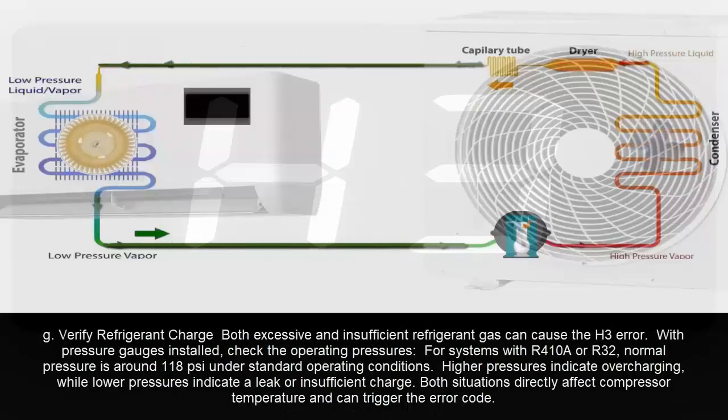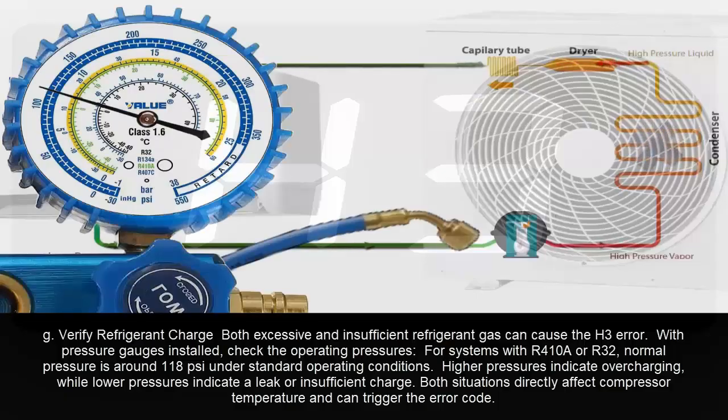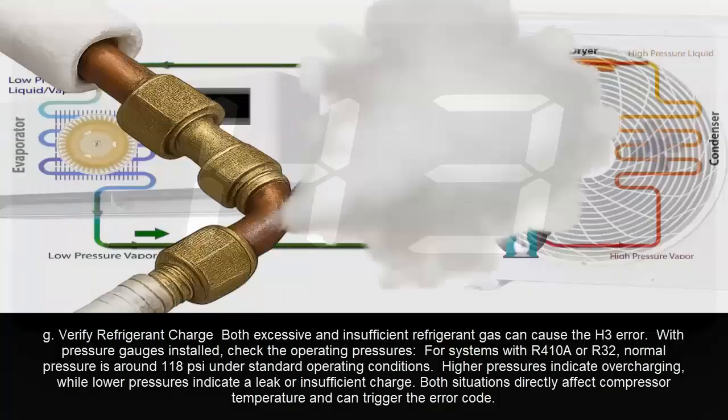G. Verify refrigerant charge. Both excessive and insufficient refrigerant gas can cause the H3 error. With pressure gauges installed, check the operating pressures. For systems with R410A or R32, the normal pressure is around 118 psi under standard operating conditions. Higher pressures indicate overcharging, while lower pressures indicate a leak or insufficient charge. Both situations directly affect compressor temperature and can trigger the error code.